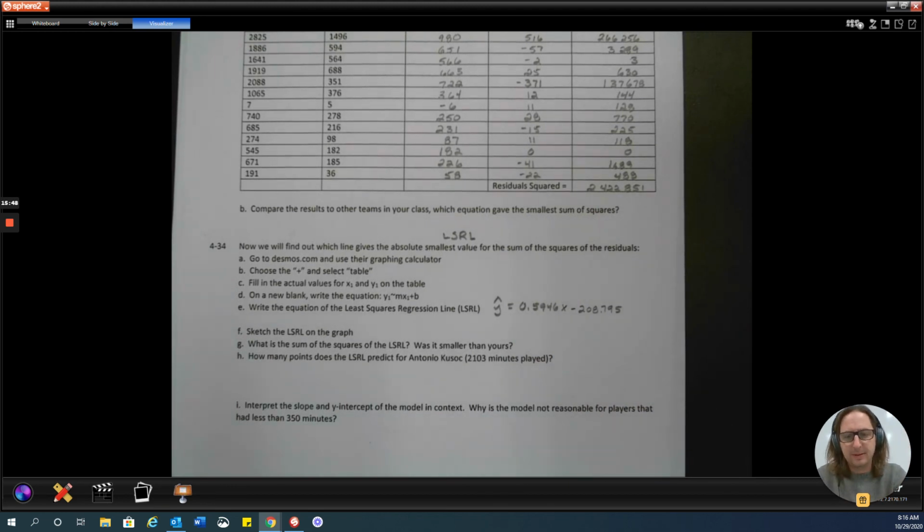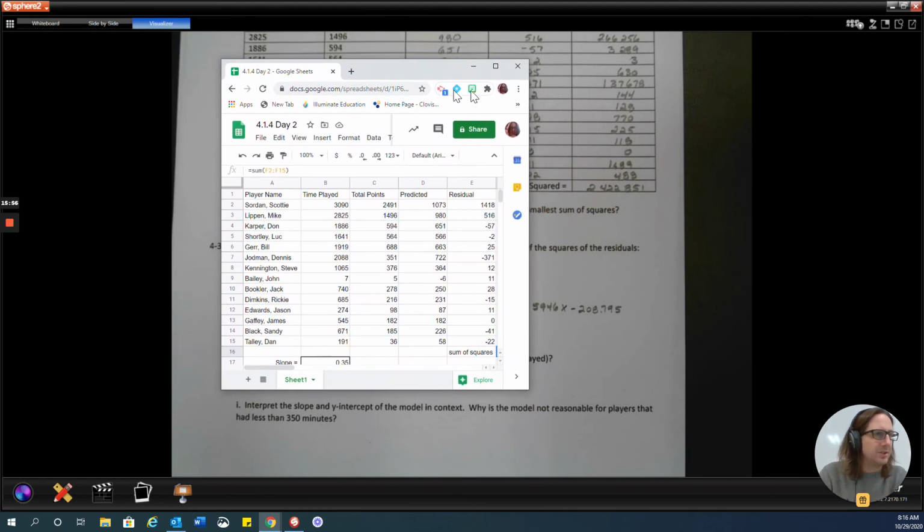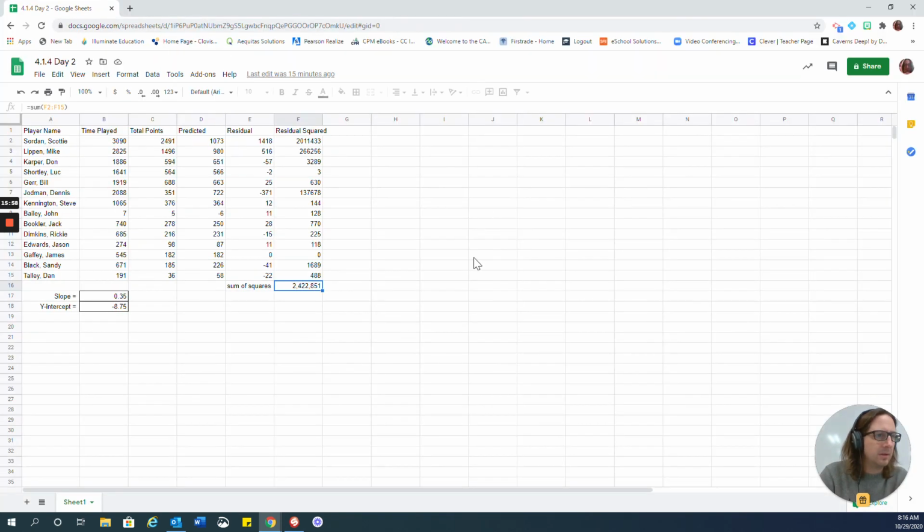In order to prove that, let's go back to our Google Sheets. Where was that at? Here it is. So let's look at Google Sheets over here. Okay, let's change the slope to my new least squares regression line. So that's 0.5946. There's my slope. My y-intercept is negative 208.795.